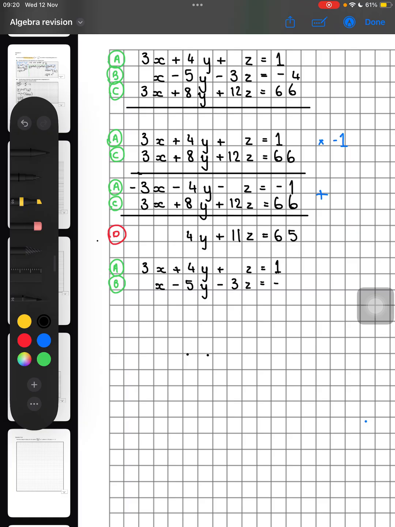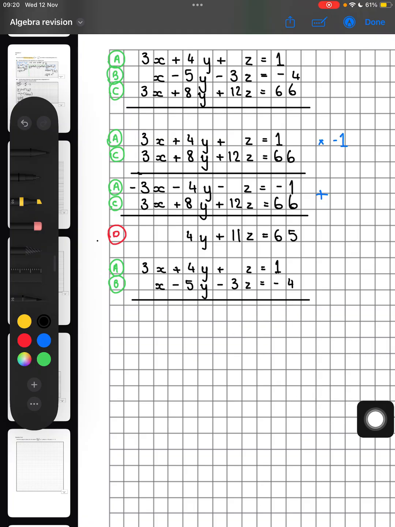Now at this point, I need to get rid of the same variable I got rid of up here. So I have to get rid of the x's. I can't choose now, oh, it looks kind of easy to get rid of the z's. I can't do that because I've already started by getting rid of the x's. So unless I want to restart the question and get rid of the z's, I can't go and change what I'm getting rid of now. I've already started the question getting rid of the x's. So here I'm going to get rid of the x's again.